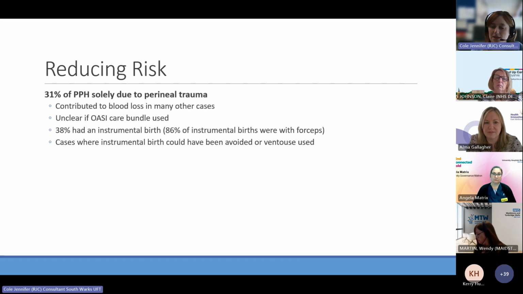38% of all women in this review had an instrumental birth, and the vast majority of those instrumental births were with forceps, which, as I'm sure we're all aware, does have an increased risk of perineal trauma, or particularly more severe perineal trauma, which would increase blood loss. Again, we identified cases where perhaps instrumental birth could have been avoided, or perhaps a ventouse could have been used in preference over forceps to minimise the extent of perineal trauma.